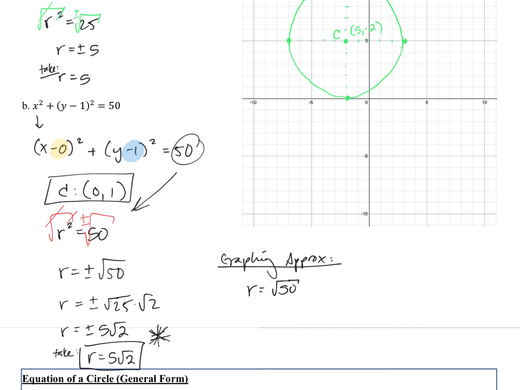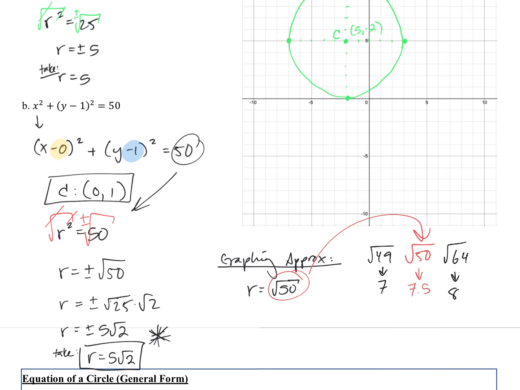What is root 50 in between? What perfect squares? Let me see. I know that the square root of 49 is 7, right? Now what's the next perfect square number? Well, 8 squared is 81. No, sorry, 8 squared is 64. So the square root of 64 is 8. And the square root of 50, which is what we have, is in between these two. It's in between 49 and 64, which means the square root of 50 is in between 7 and 8. So I'm just going to approximate and say it's about 7.5.